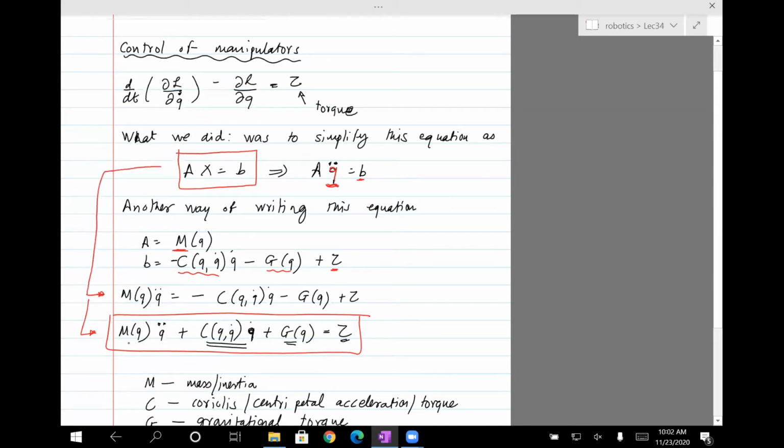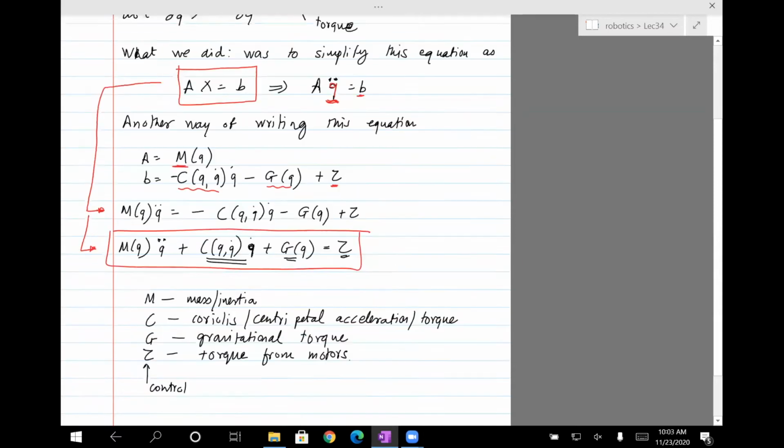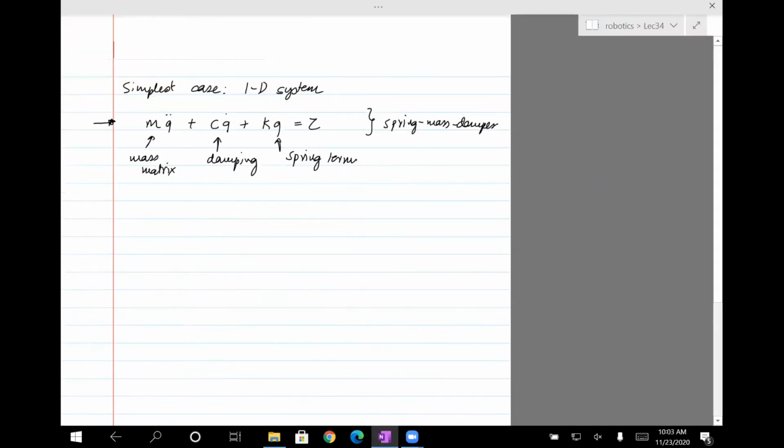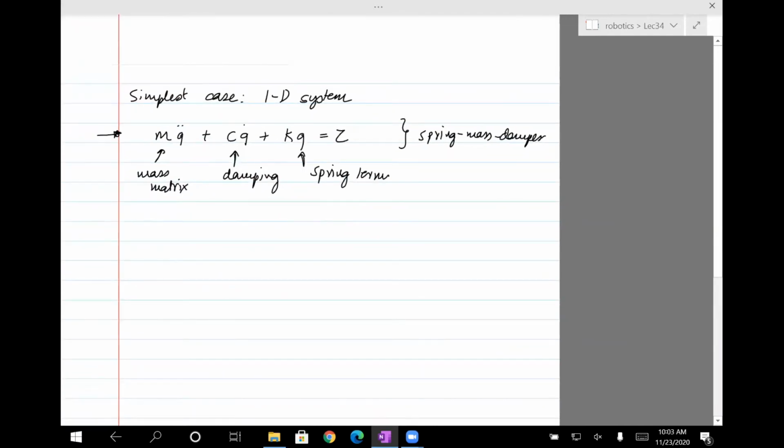So this equation is actually rewritten as follows. It's mass times q double dot plus C, which is the Coriolis centripetal acceleration terms, times q dot plus g of q equals tau, or torque. Okay, and this is what you will see if you happen to read papers on this topic of manipulators. That's the equation you'll see. Okay, now given this equation, we will now talk about how to control the system.